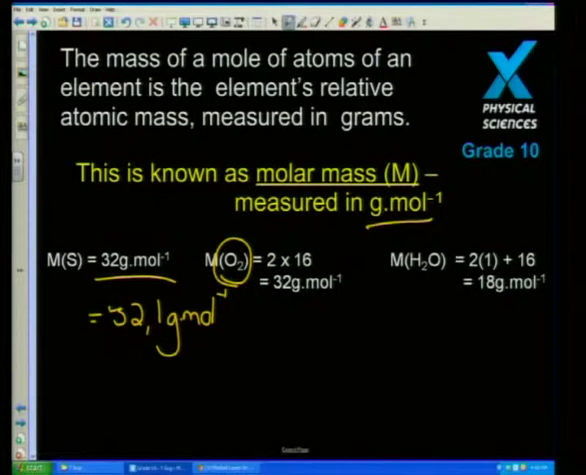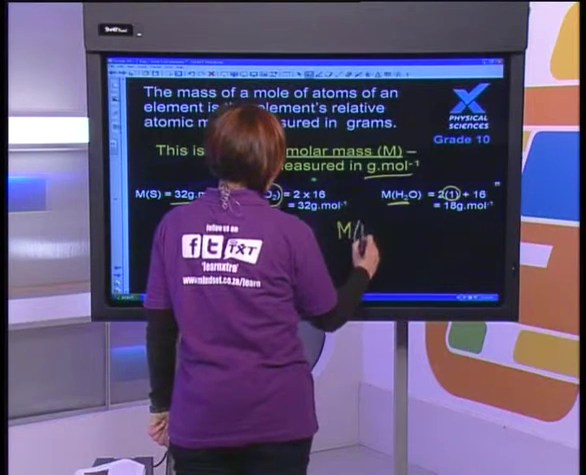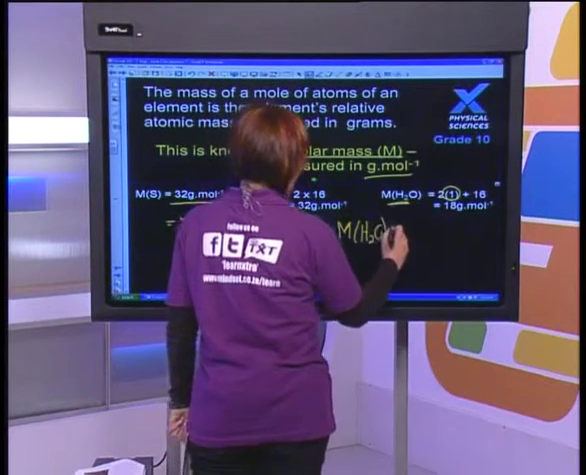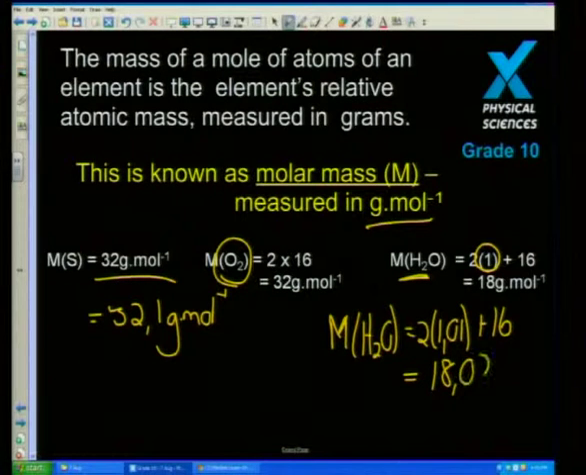When we get to water, water's H2O, 2 hydrogens. Each hydrogen is 1, though on the new periodic table it's 1,01. So I would then write it out like this. H2O: 2 times 1,01, plus 16, and that's actually going to give me 18,02. Really makes very little difference at this point in time.